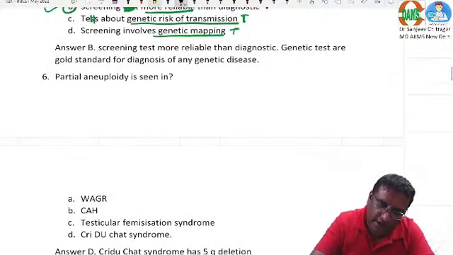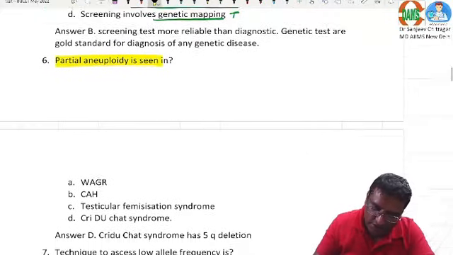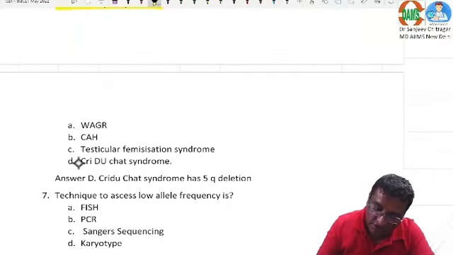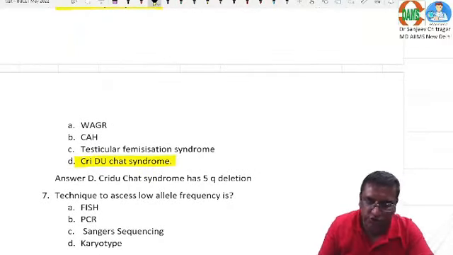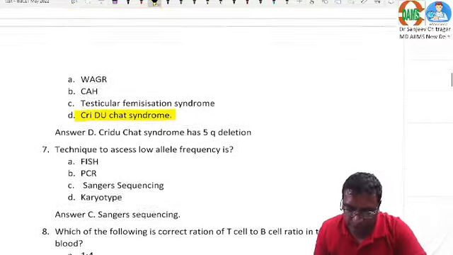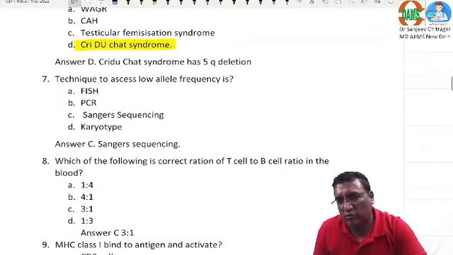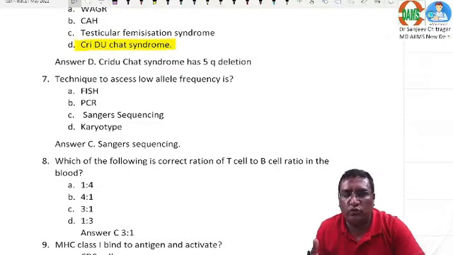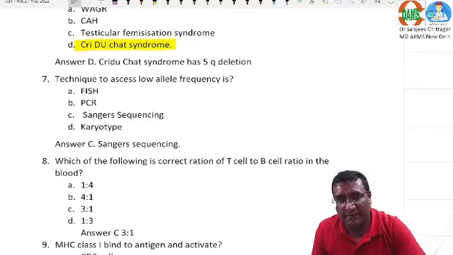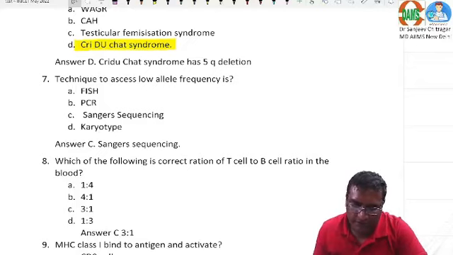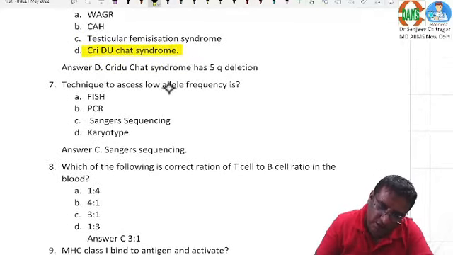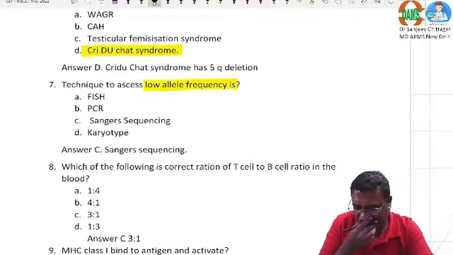Next, partial aneuploidy is seen in WAGR syndrome, congenital adrenal hyperplasia, testicular feminization, Cri-du-chat syndrome. Cri-du-chat syndrome is partial monosomy of chromosome 5. Yes, the small arm of chromosome 5 is deleted there. That is what Cri-du-chat is, a microdeletion of 5p.